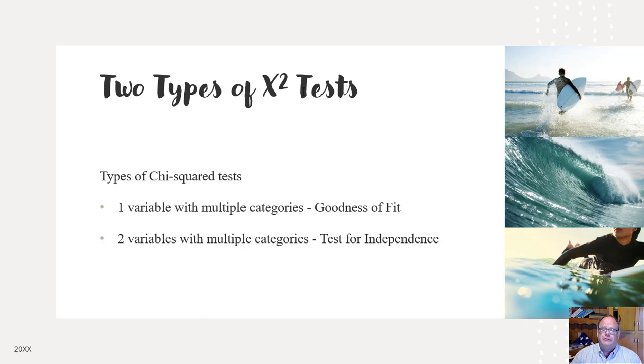So there are two types of chi-square tests. It depends on the number of variables you have. The first one is called a goodness of fit test, and it's for use in a situation where you've got one variable, although there'll be multiple categories. The second type is the test for independence. It's two variables, each with multiple categories. The chi-square tests work with nominal data. They can work with other types, but it's generally nominal, and that's where you get categories, because they're nominal.